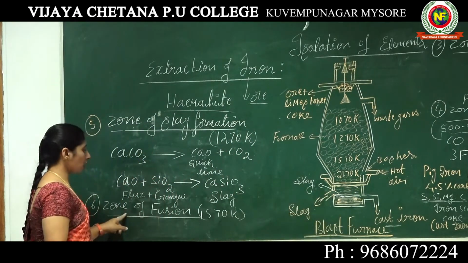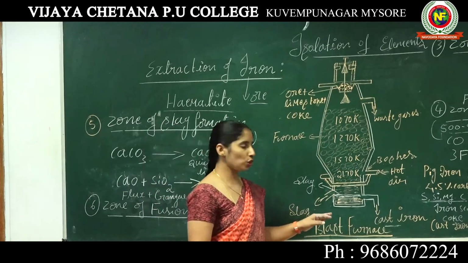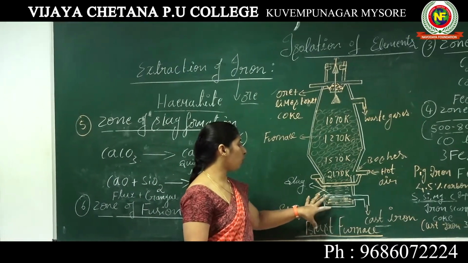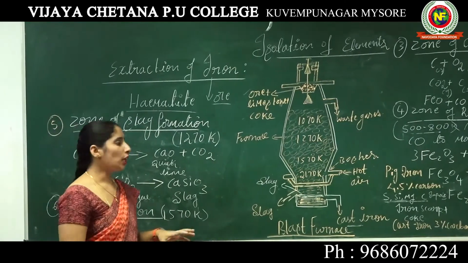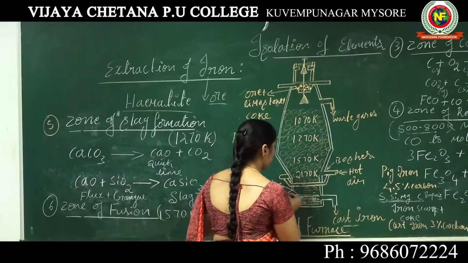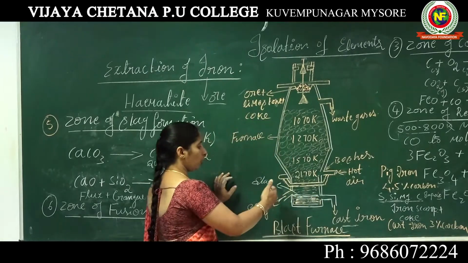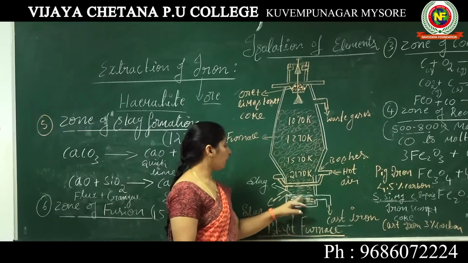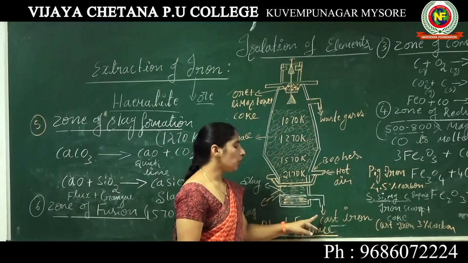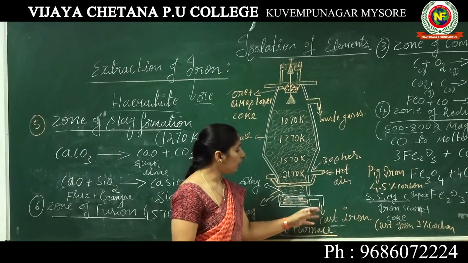And lastly, the last one is the zone of fusion. In the zone of fusion, the molten iron absorbs some of the impurities such as sulfur, magnesium or carbon, and these all get separated through a separate outlet. We can easily remove them from this blast furnace. First, we remove the slag, which is lighter, and lastly, we remove the cast iron, which has a heavier weight.